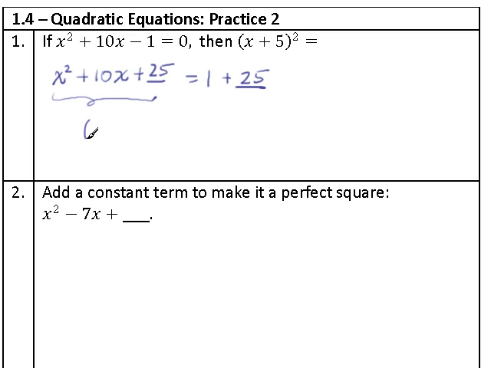On the left side, we factor and we get x plus 5 squared. On the right side, we have 26. So that's the answer. X plus 5 squared is equal to 26.